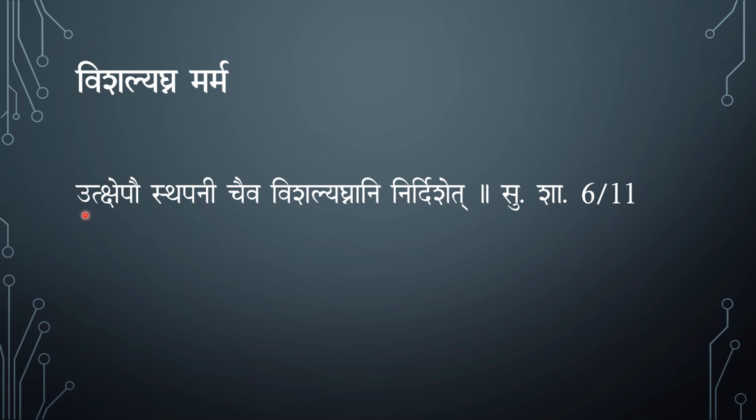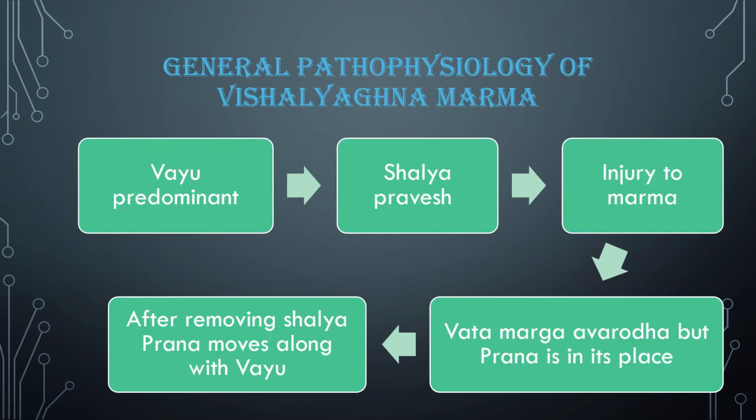Next, Vishalagna Marma. Utshepau Sthapani Chaiva Vishalagnani Nirdishet. The Vishalagna Marmas are 3 in number, those are Utshepa and Sthapani. Utshepa 2 in number, Sthapani 1 in number. Now the general pathophysiology of the Vishalagna Marma. Here mainly it is Vayu Pradhana or Vayu Mahabhuta Pradhanata.